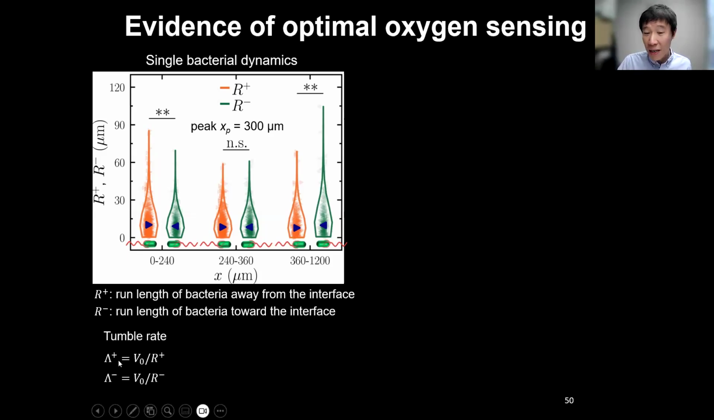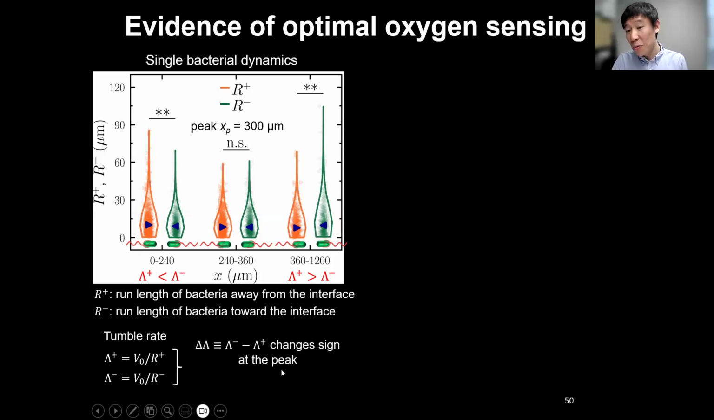From the run length, again, you can calculate the tumble frequency. The average tumble frequency is basically just the swimming speed divided by the run length. And from that, you can get lambda plus more than lambda minus on this side. Lambda plus is bigger than lambda minus on the right side of the peak. That gives you the sign change that you really need for optimal oxygen sensing.